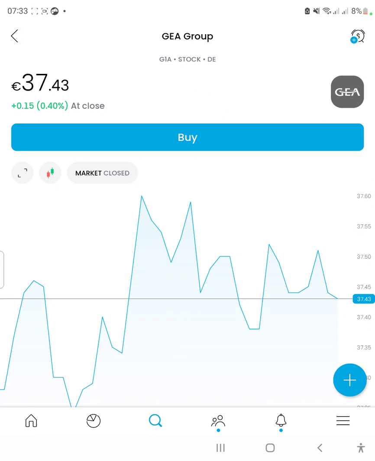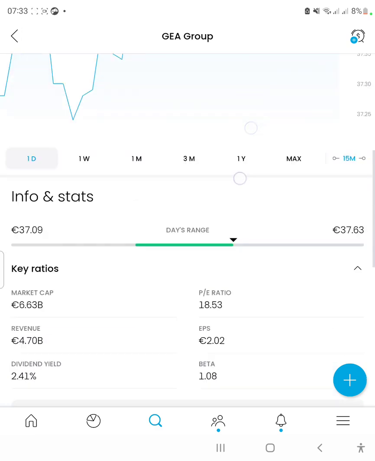So without further ado, we're going to start off with the key ratios, and we're going to get into the income statement, then we're going to follow up with the balance sheet, and then we're going to end with the cash flow statement. So let's get in.